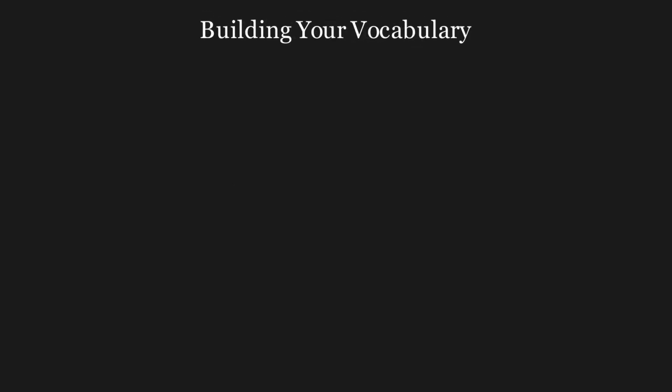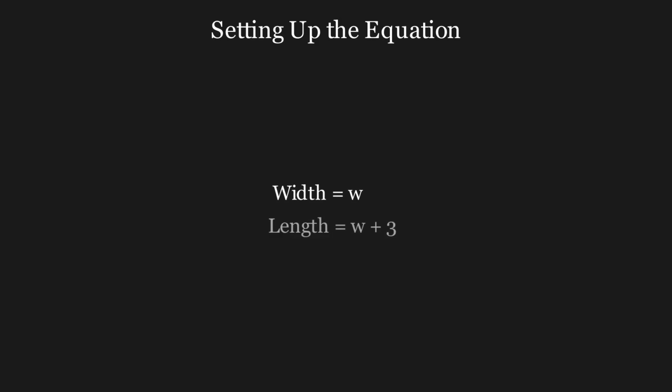First, let's get our vocabulary straight, because the ASVAB loves testing whether you know these words, not just whether you can crunch numbers. A quadratic equation is any equation where the variable, usually x, gets squared, meaning multiplied by itself. In our pen problem, if we call the width w, the length is w plus 3, and area equals length times width. So we get w times (w plus 3) equals 40. When you multiply that out, you get w squared plus 3w equals 40.